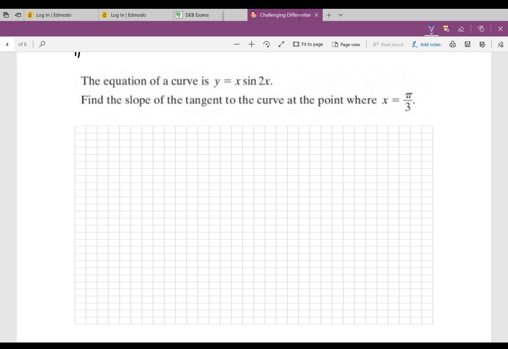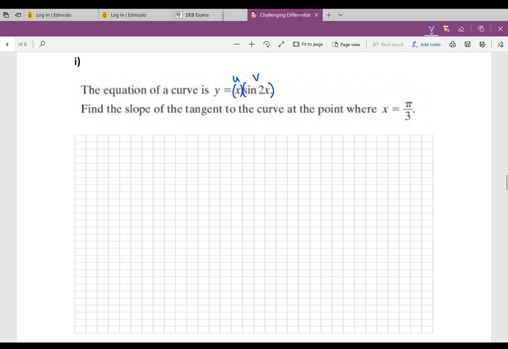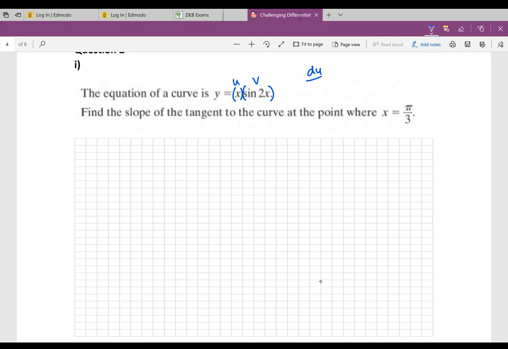The equation of the curve is x sine 2x. This is a product rule. So uv: dy dx in this case is going to be u dv dx plus v du dx. du dx is the derivative of the x term, which is 1.